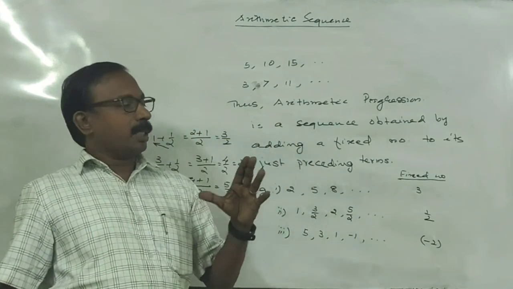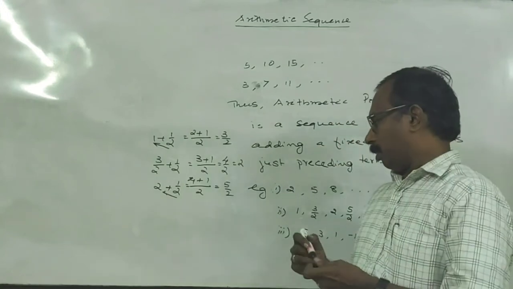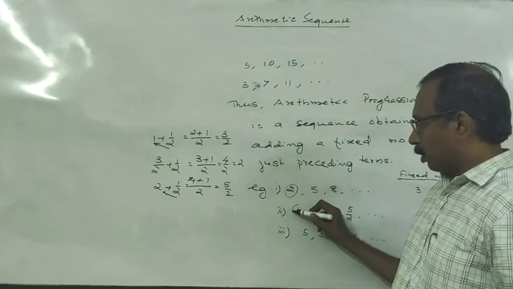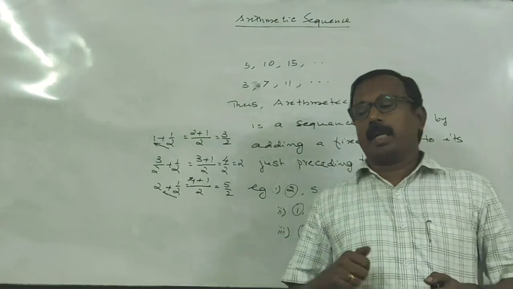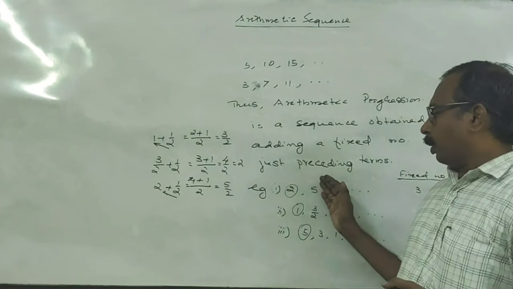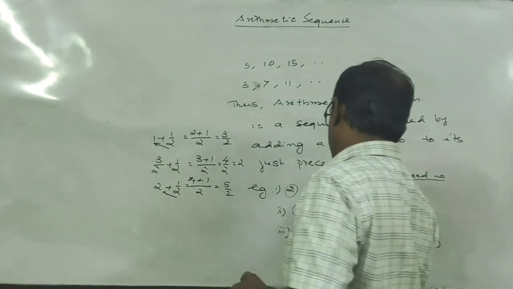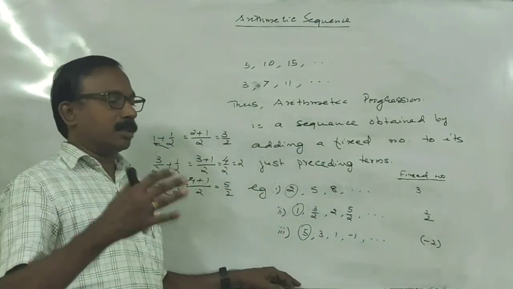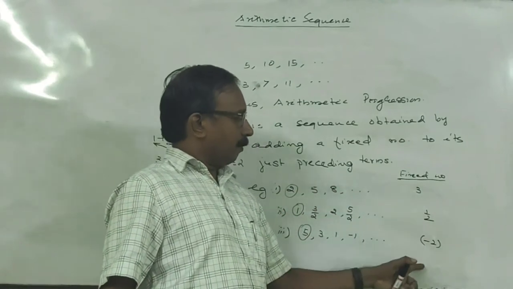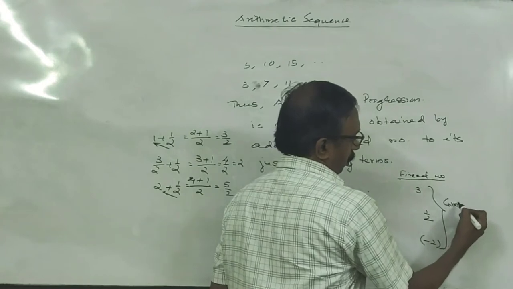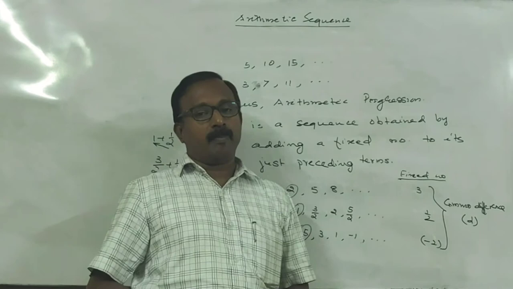What do you mean by arithmetic progression? A sequence is said to be an arithmetic progression if, after the first term, the first term is fixed and the succeeding terms are obtained by adding a fixed or definite number to the just preceding term. That is known as an arithmetic sequence or an arithmetic progression, isn't it? And the fixed number is known as the common difference, denoted by d.